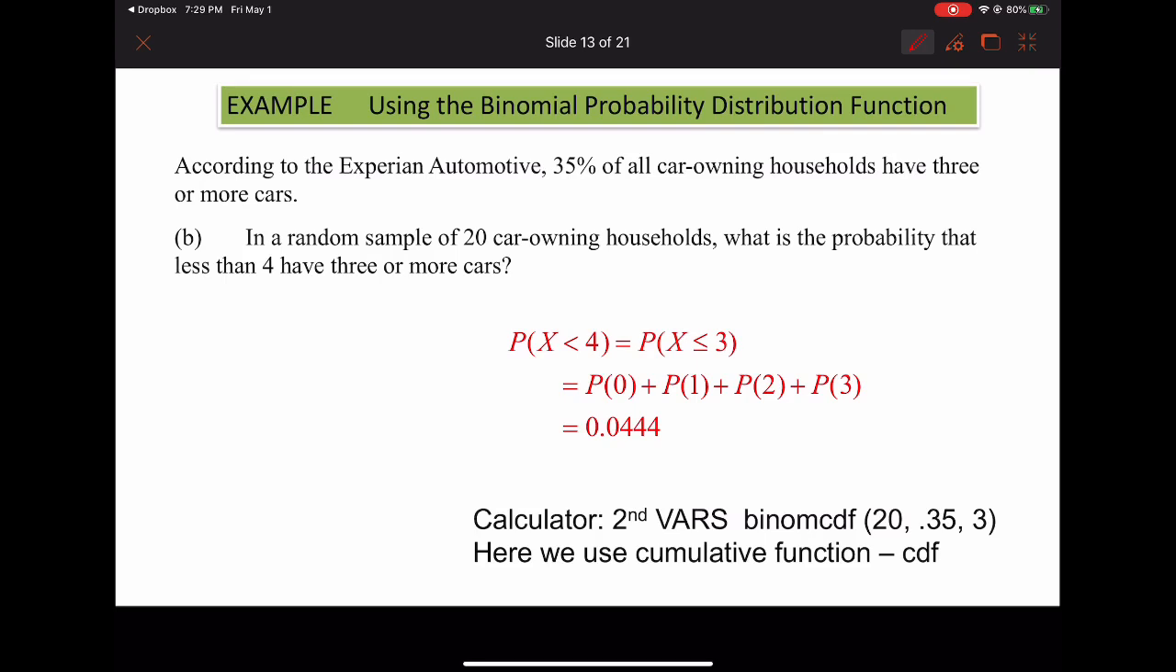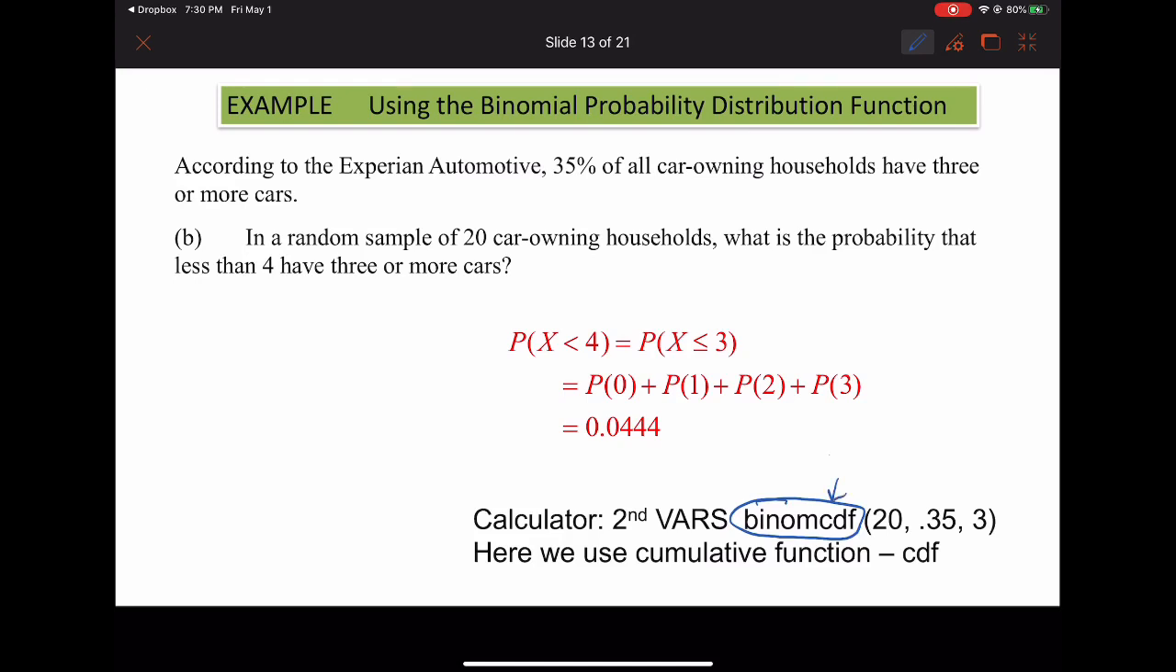This one's a little bit different. In a random sample of 20 car-owning households, what is the probability that less than 4 have 3 or more cars? Now you could use your binomial PDF and do the probability of 0 plus the probability of 1 plus the probability of 2 plus the probability of 3. But why would you do that? Instead, let's take a look at binomial CDF.